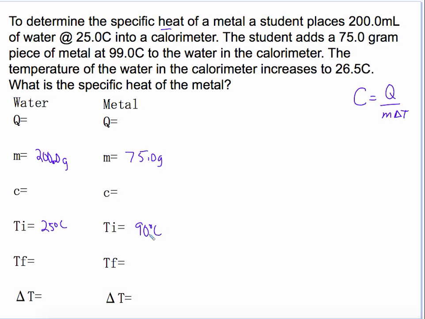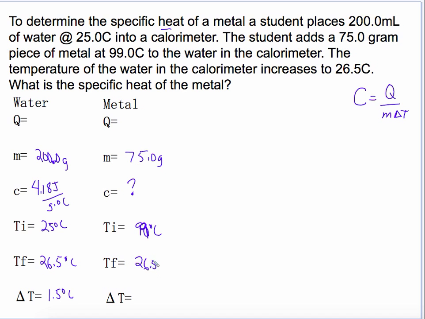At 90, the initial temperature of the metal is 90. Oh, it's at 99. I wrote down 90. 99. That would have thrown me off. Okay, 99 degrees Celsius. The temperature of the water in the calorimeter goes up to 26.5. So it went from 25 to 26.5, so that's a 1.5 change in temperature. We know that water has a specific heat given as 4.18 joules per gram degree Celsius. Okay, we're trying to find the specific heat of the metal.